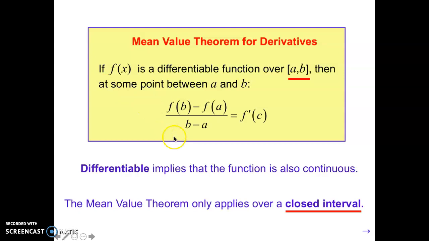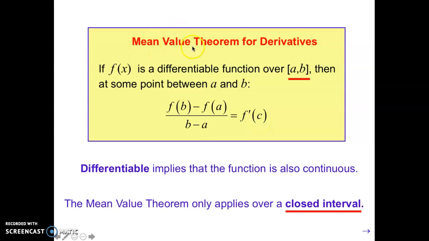Then what is the mean value theorem saying? It's saying this is equal to this. It's saying at some point c between a and b, the average rate of change, which is what this side is, this is the slope formula, the average rate of change between a and b, is equal to the instantaneous rate of change at x equals c.